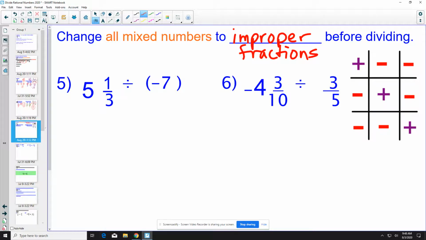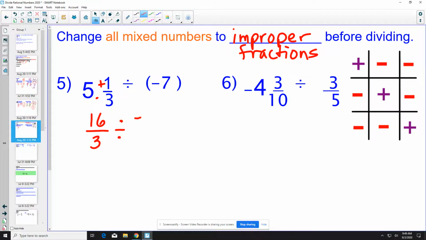Okay, let's change 5 and 1/3 to an improper fraction. We're going to take 5 times 3, which is 15, add 1 to get 16. So 5 times 3 is 15, plus 1 is 16. The denominator stays a 3. Now it's division, because all I'm doing on my first step is making them improper.